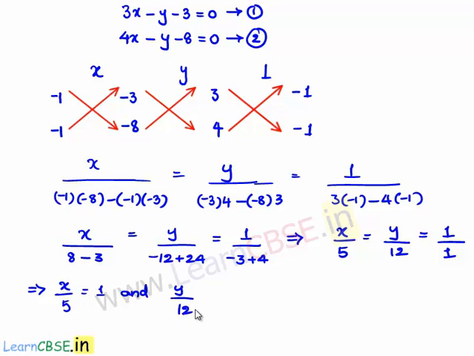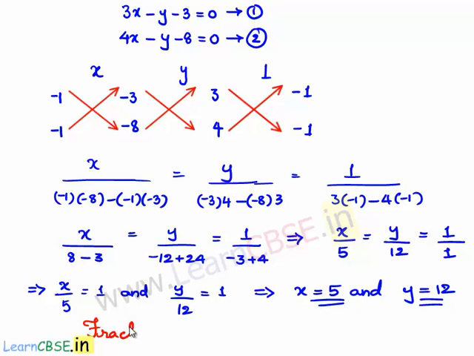So we can write x by 5 is equal to 1 and y by 12 is equal to 1. That implies the value of x is found to be 5 and the value of y is found to be 12. Therefore, x is 5 and y is 12. The required fraction is nothing but x divided by y. The fraction is x by y, which is in place of x we can write 5 and in place of y we can write 12. So the required fraction is 5 divided by 12.